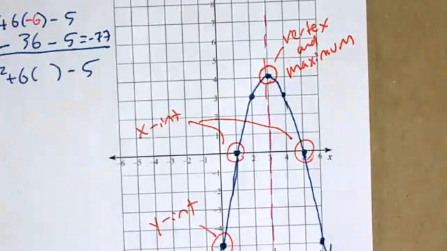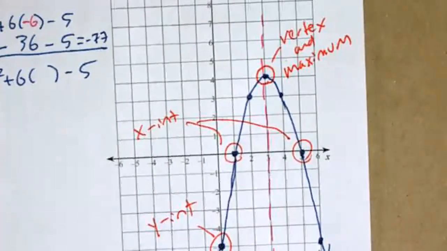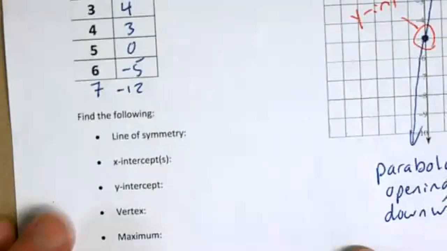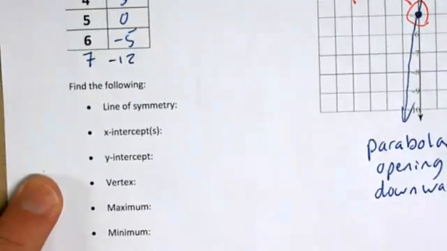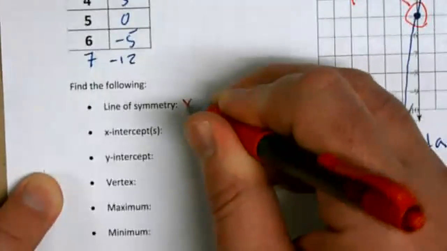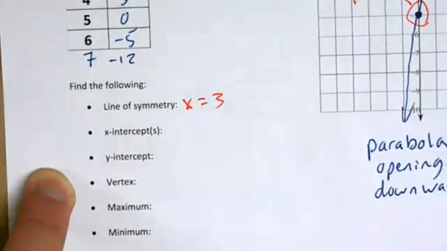Good. All right, so on a test, you're going to graph these things, and then you're going to describe the graph, and we're going to do that down below here. So the line of symmetry, and I can't show everything on the screen at once, but we wrote down that the line of symmetry was x equals 3. Can you add that down below?